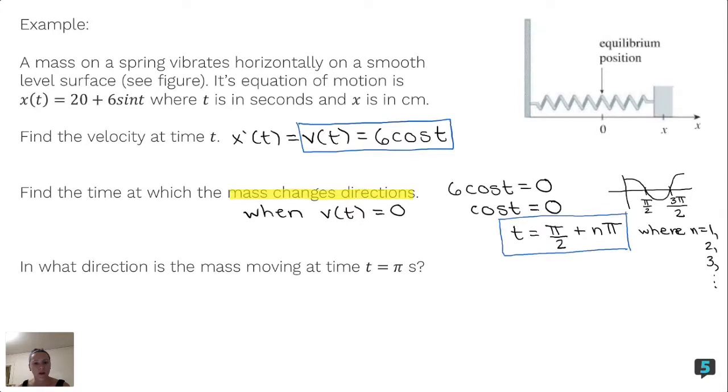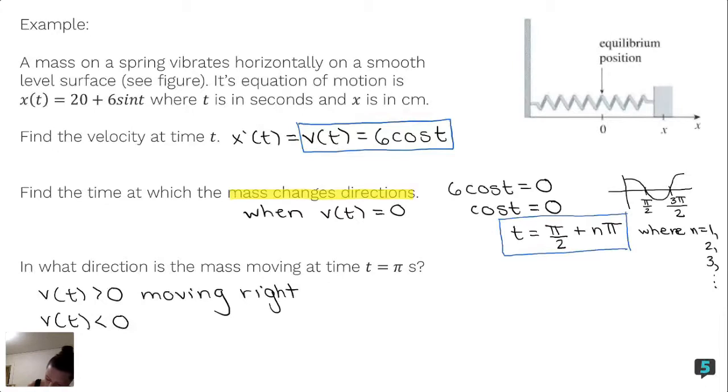Okay. All right, now the last part says, in what direction is the mass moving at time t equals pi seconds? Okay, so keep in mind that if my velocity, v of t, is greater than 0, if it's positive, that means my mass is moving to the right. If my velocity is less than 0, if it's negative, it means it's moving to the left. Okay, so we need to determine whether velocity is positive or negative at pi seconds in order to decide whether it's moving to the right or to the left.